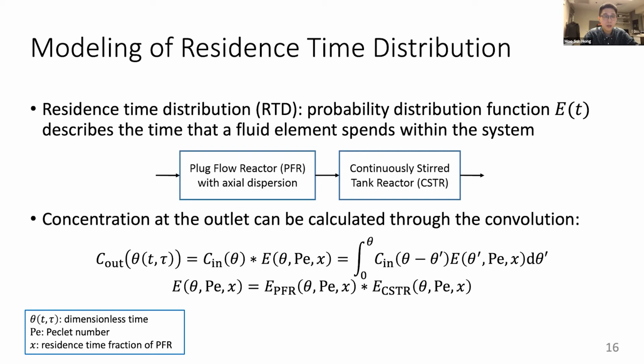Then the concentration at the outlet of the column can be calculated through the convolution of the concentration at the inlet and the residence time distribution of the column. And again, the residence time distribution of the column can be calculated through the convolution of the already modeled residence time distribution of the plug flow reactor with axial dispersion and the continuously stirred tank reactor.